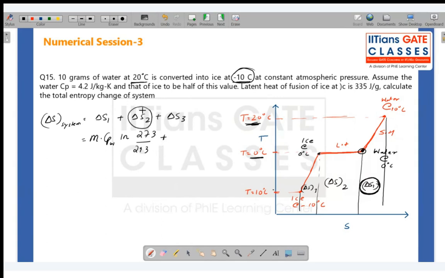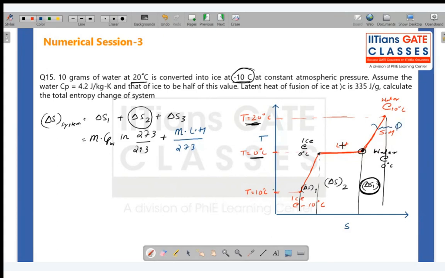delta S2. Now here heat is rejected, at constant temperature. So here it will be Q upon constant temperature, which is T saturation, which is 273. Q is what? Mass into latent heat, upon 273.